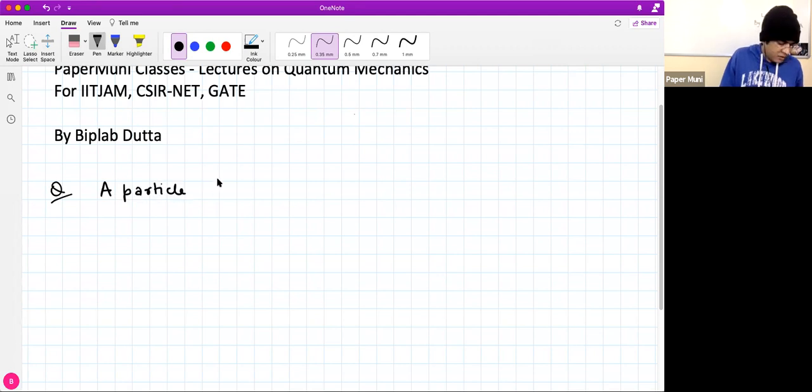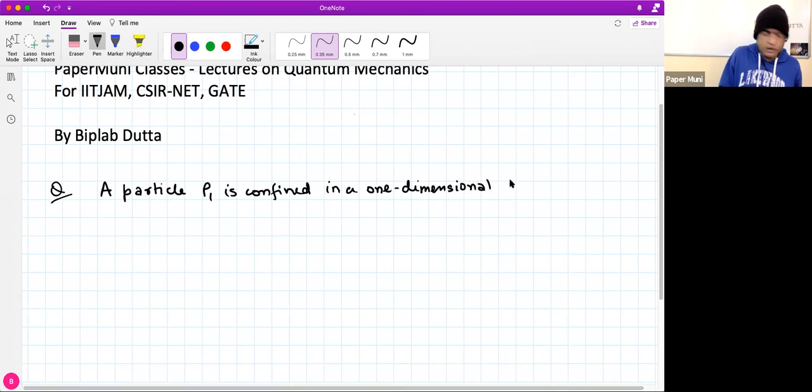So the particle P1 is confined in a one-dimensional... Now you can also write along. You can write it down, because if it's in your copy, then you'll be able to revise it properly. Otherwise, if you wait for my notes to come in, it's sometimes not useful. So it's better if you write down the questions.